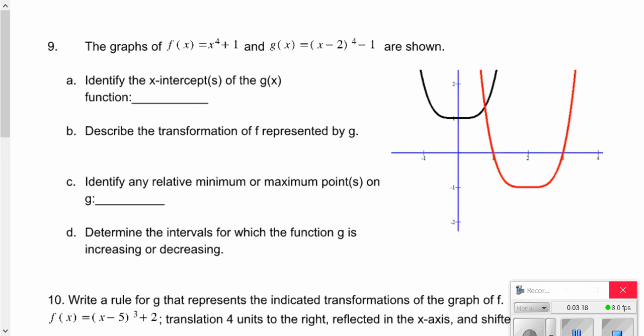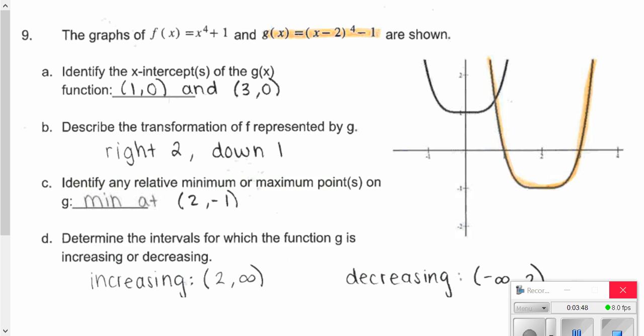Okay, question 9. Excuse me. We have 2 pictures here. It says we have one graph they're calling F. I can tell that the black graph is F because of the +1. I moved up 1. And then I can tell that the red graph is G because the slide over 2 and down 1 matches what I'm seeing here. So it looks to me like the x-intercepts of G are easy to see. They're right on the number line there. They're friendly. So at 1 and at 3.